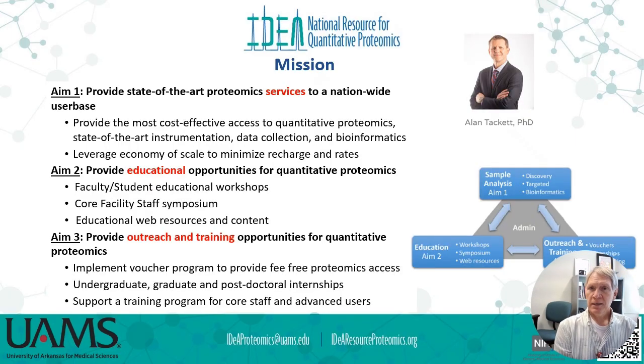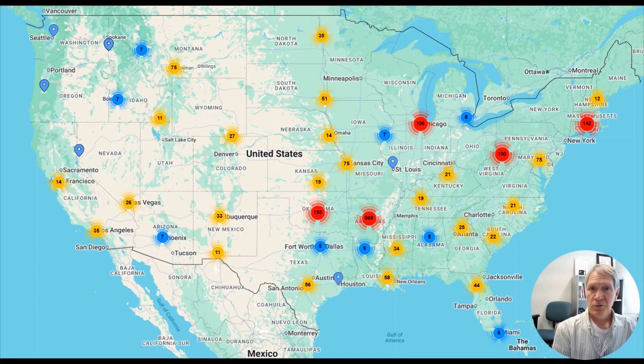So the IDEA National Resource for Quantitative Proteomics mission is to provide state-of-the-art proteomic services to a nationwide user base. And we do that by having instrumentation, sample prep services, and bioinformatics. And we also provide educational opportunities like workshops, symposiums, and also outreach and training like voucher programs and internships. The grant is written by Alan Tackett, and our funding goes through 2030.